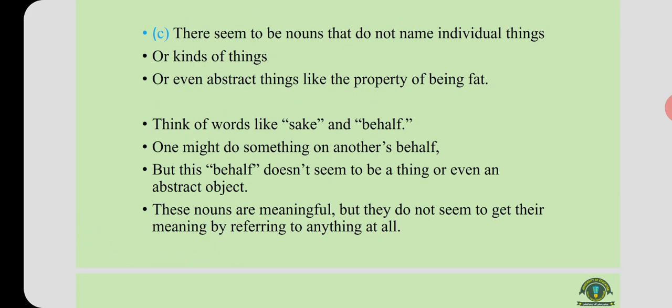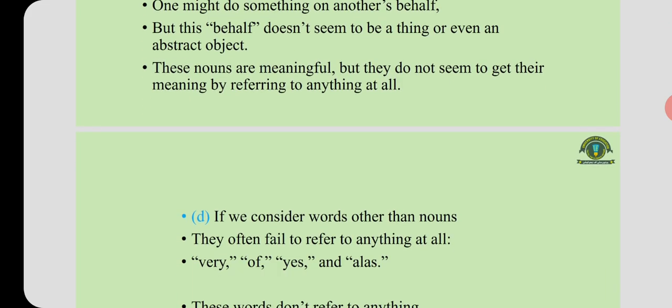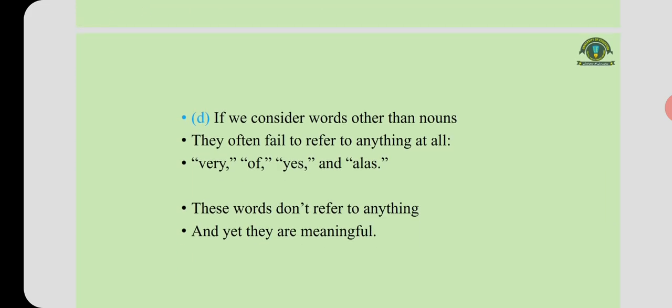If we refer them to anything, then we might not get the same meaning, as both singular words have the same meaning, like sake and behalf, almost the same meaning. But if we use them in expressions, in sentences, they might not have the same meaning at all. If we consider words other than nouns, they often fail to refer to anything at all, like very, of, yes, and alas.